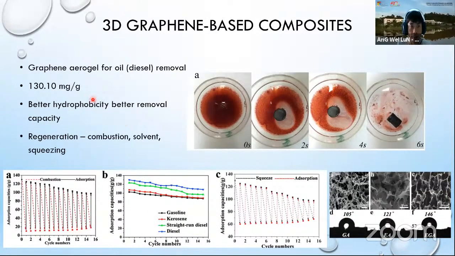So another interesting application is the graphene aerogel for oil removal. You just put it into the oil and it will capture the oil, and you can regenerate it using combustion, solvent, or squeezing. Here shows the example of squeezing. After the adsorption process, you take it out and then you squeeze it. You are pressing the aerogel and forcing the oil, the diesel adsorbed here, to be released out.